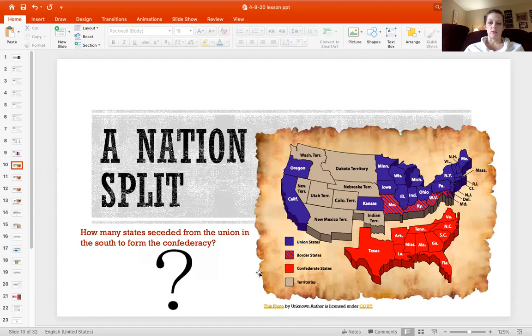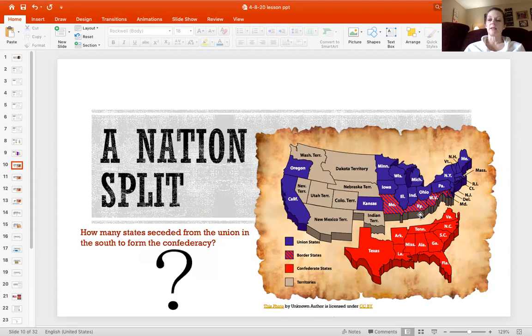Now, this is a map that we had reviewed about a nation split. Over here, the free states are in blue, and the red states are the South, those Confederate states that pulled away. You can see it looks like it actually pulled away from the United States. They wanted to be their own country.